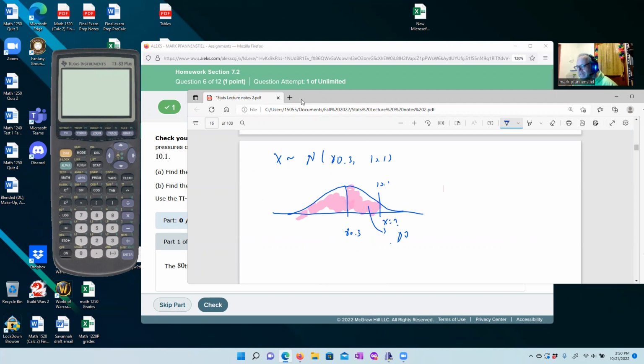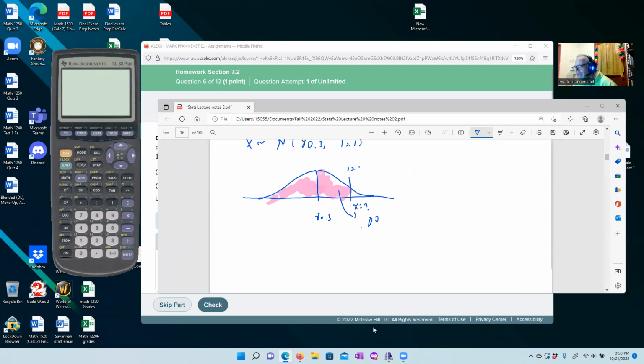Part A is finding the 80th percentile. Because they gave us a percentile, they want norm inverse. And what do they want? They want 0.80, that's the 80th percentile. And then what's our mean? Our mean is 80.3. Our standard deviation was 10.1. So that's going to tell us the X value that gives us all of this. What X value here would give us this 80th percentile?